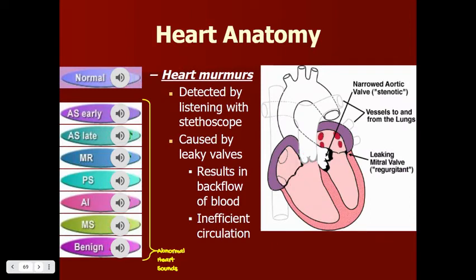A heart murmur is detected when listening with the stethoscope. And this is when there's some abnormal heart sounds. And that usually means that there's a leaky valve. That means the valve isn't closing the right way. And when that happens, we start having backflow of blood and inefficient circulation.